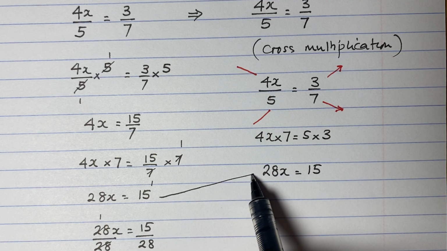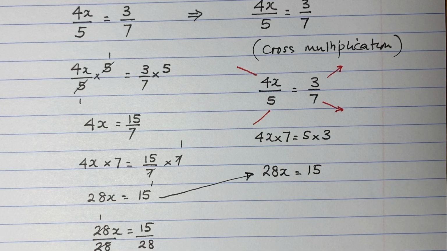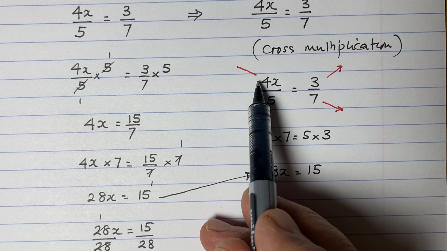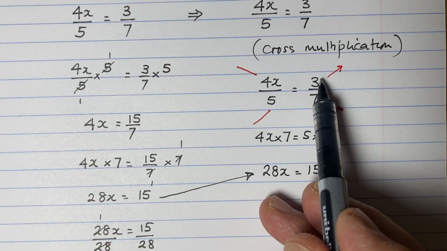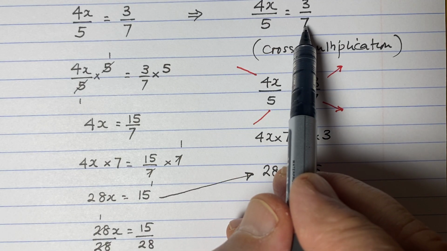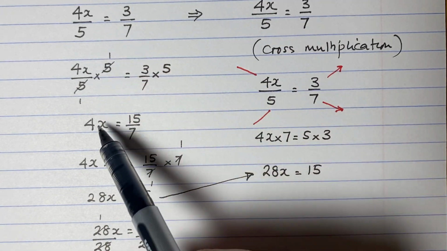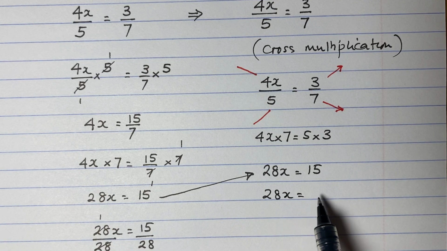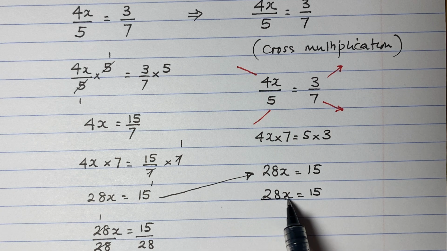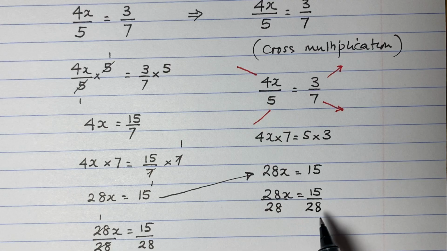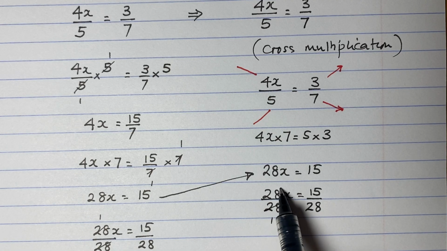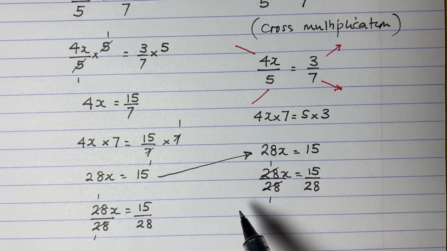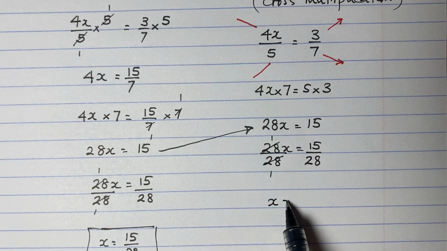And look, I got to this stage straight away. You could have done it here. 28x equals 15. So cut out all that work up to here. But only when you got two equal fractions. Look how many times I emphasized, because students do it where it's not appropriate. The only appropriate time is when you have two equal fractions. So x equals 15 over 28.